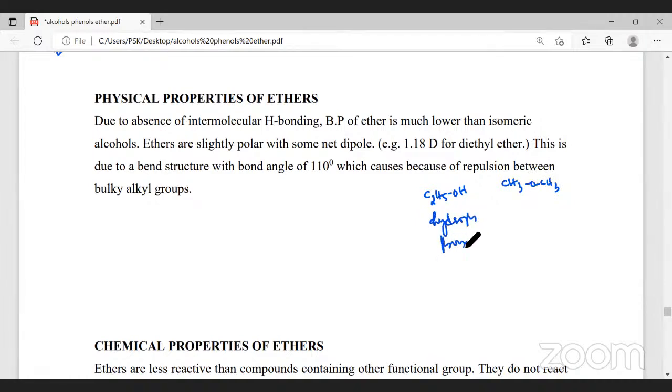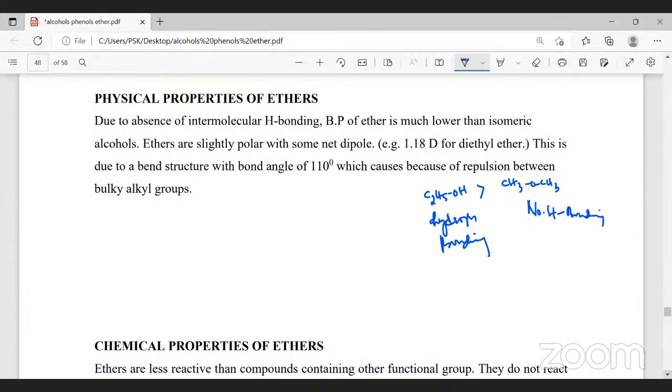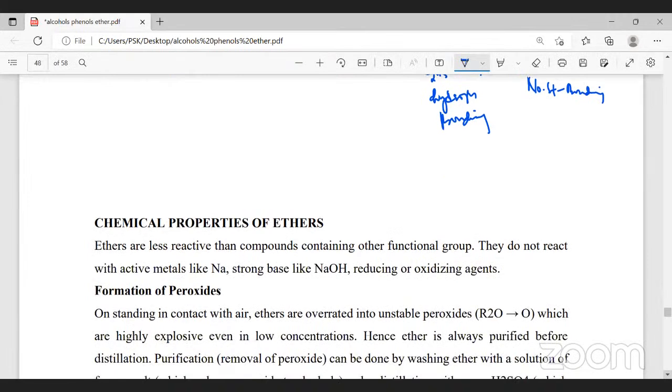Hydrogen bonding. But in case of dimethyl ether, no hydrogen bonding. So therefore, the boiling point and melting point of ethanol will be greater than the boiling point and melting point of ethers. So we learned the reasons all in detail. Now the chemical properties we are supposed to learn.